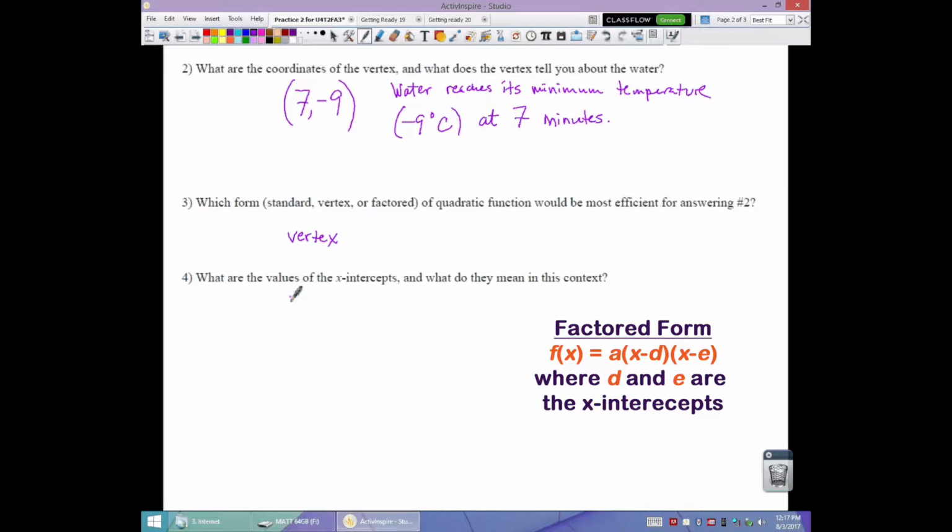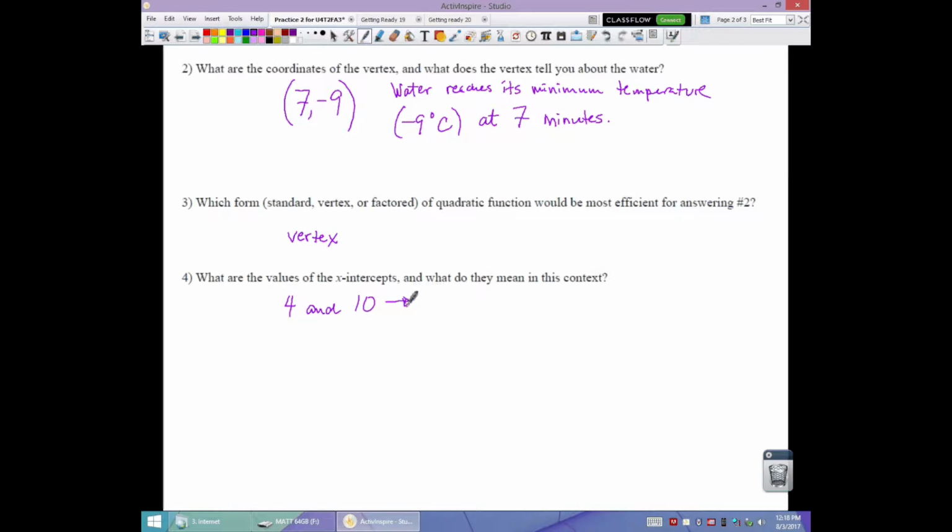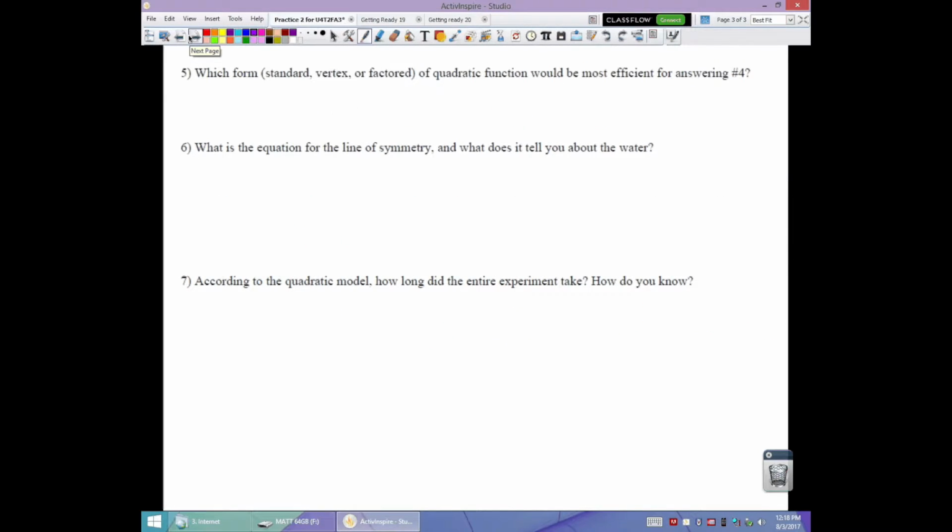What are the values of the x-intercepts, and what do they mean? Well, they were 4 and 10. We got that from factored form, x minus 4 and x minus 10. What do they mean in this context? That means the water was exactly 0 degrees Celsius twice, at 4 minutes, then again at 10 minutes. Minutes, sorry, we're in minutes here. And question 5 is going to ask which form was best for using it, and that would be factored.